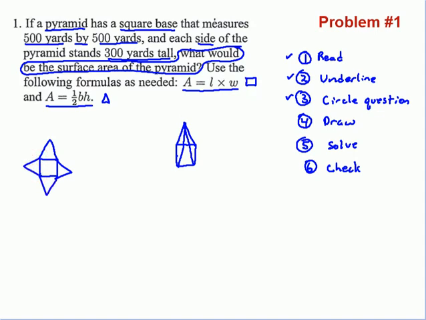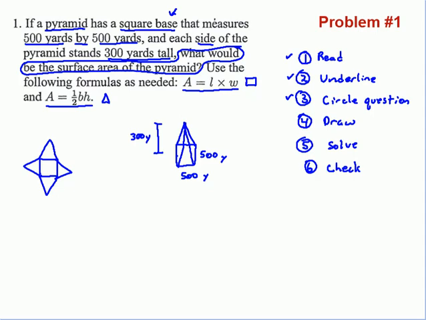Now I'm told that the base of that pyramid is 500 by 500 yards. So it's 500 on one side by 500 on the other, because it's a square. And each side of the pyramid stands 300 yards tall. So we can think of that as this side here from base to top is 300 yards. So that's yards, and that's yards.